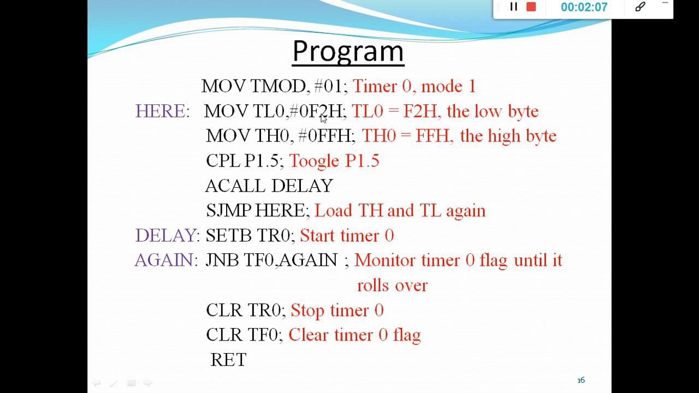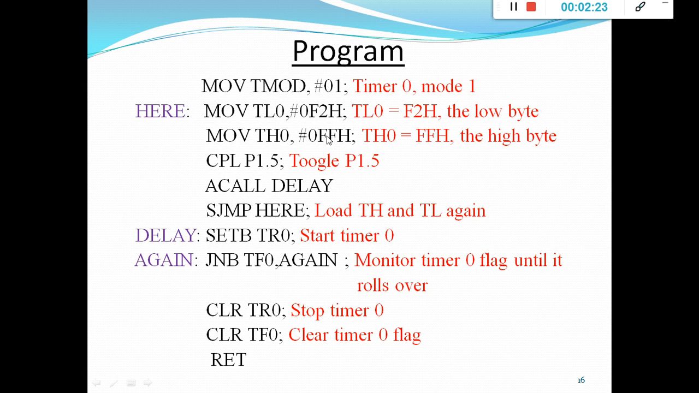Let us take the initial count as FFF2. The lower byte of FFF2 is going to be stored in TL0 and the higher byte is going to be stored in TH0. So now the initial count is FFF2.